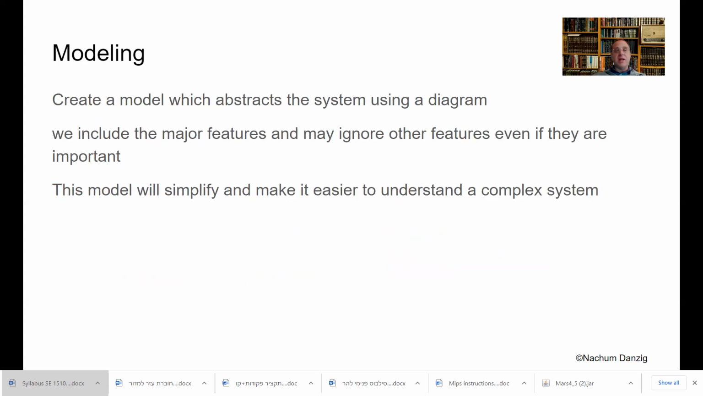So now we can talk about modeling. You create a model which abstracts the system using a diagram. So this is why we make diagrams, to give an abstract view of the system. And like I said, so that everybody would know what we're doing. We include the major features and may ignore other features even if they are important. So we don't have to have every single thing that the software does in the model, because we want to get the broad strokes of what we're doing. The model will simplify and make it easier to understand a complex system.